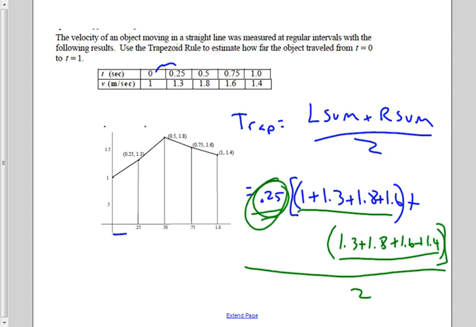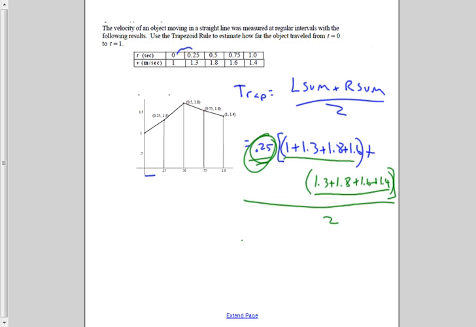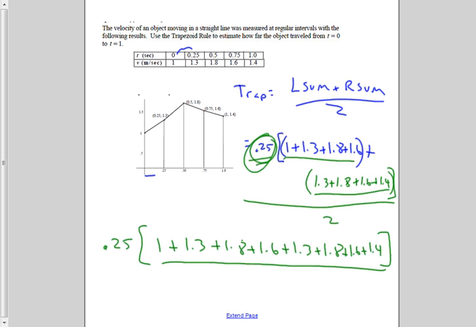Well, let's think about really what's going on here. If we were to simplify this, whenever you're dealing with a data table like this, the simplest way to do it is to think of it as, well, we have 0.25 times 1 plus 1.3 plus 1.8 plus 1.6 plus 1.3 plus 1.8 plus 1.6 plus 1.4 all over 2.